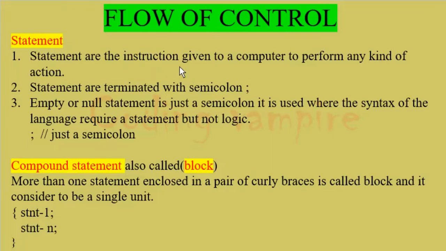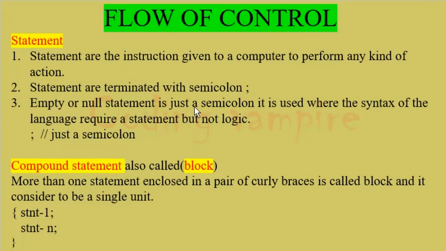Statements are the instructions given to a computer to perform any kind of action, and statements are terminated with a semicolon. For example, cout within double quotes, hello world. That particular cout hello world is a statement and it is followed by a semicolon. The cout statement will help us to print something on the output screen.